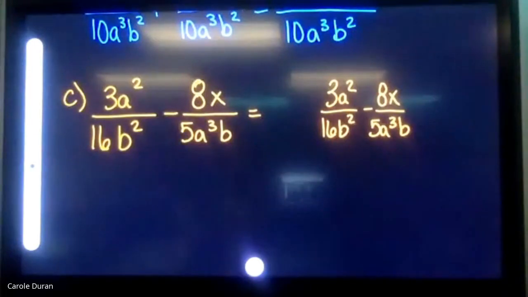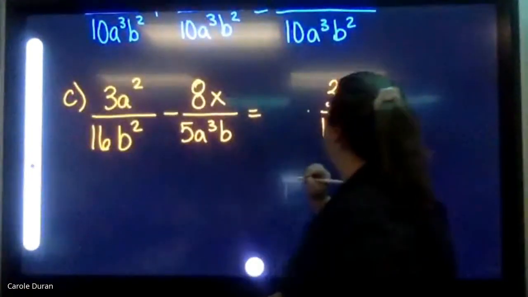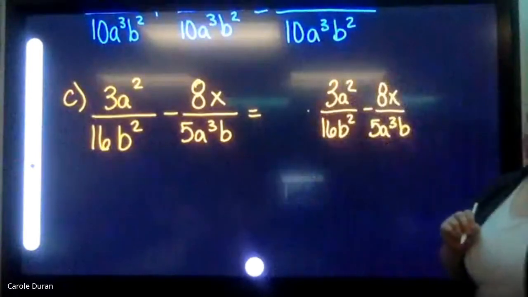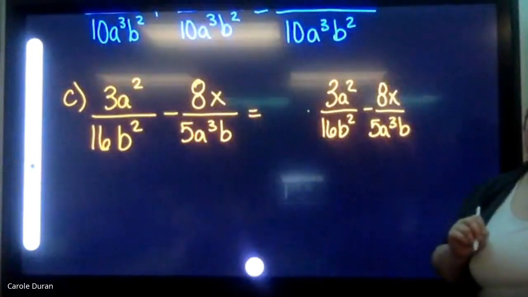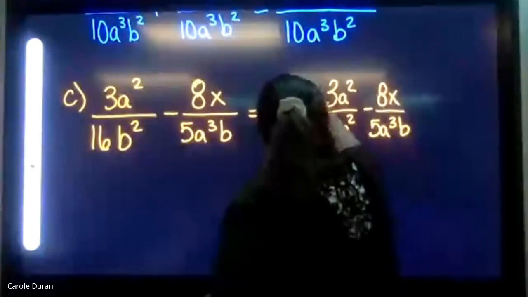Hey, who would like to tell me what we're gonna put into that left-hand side to make the denominators the same? Raise your hand. What am I multiplying in them? 5a. Just 5a? 5a cubed? Perfect.